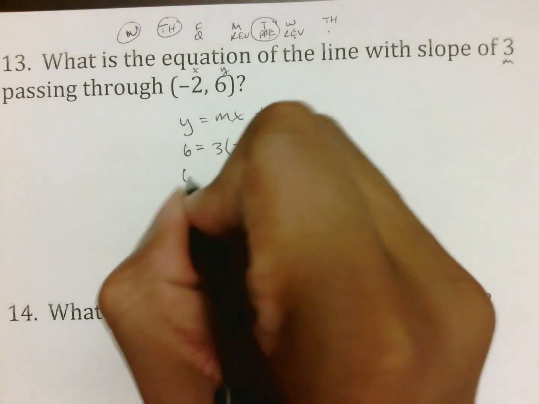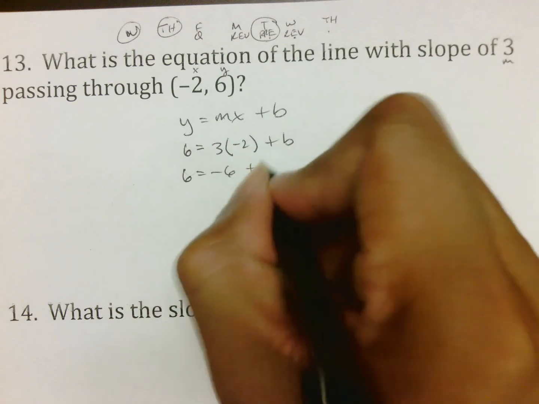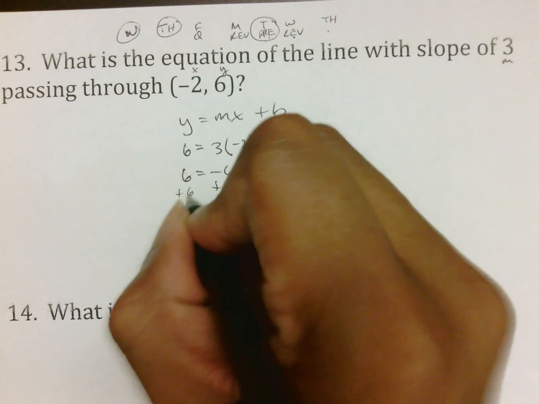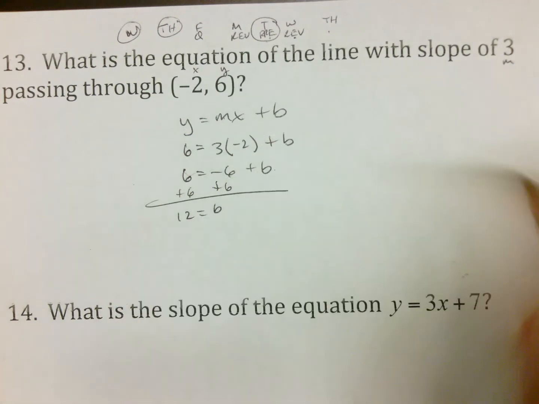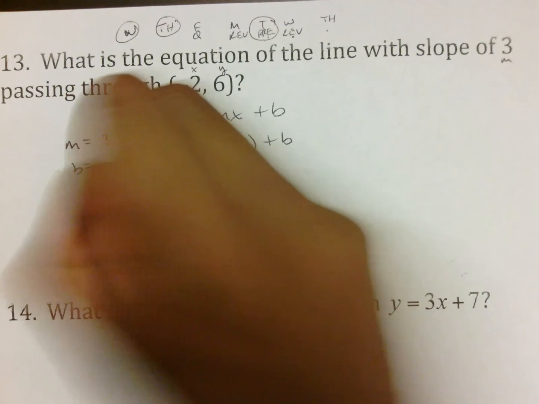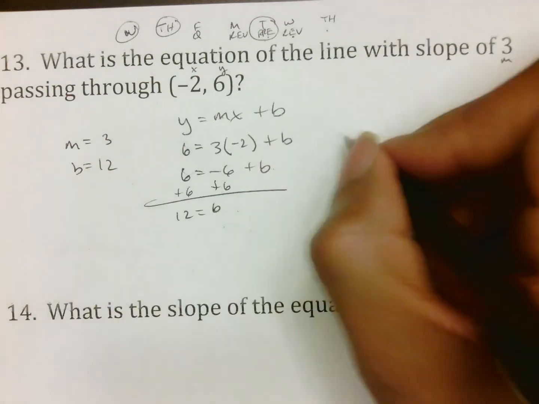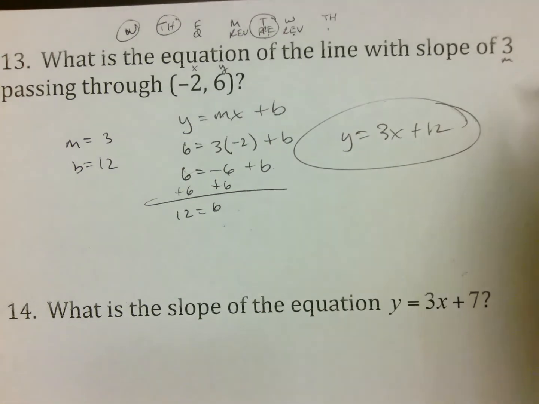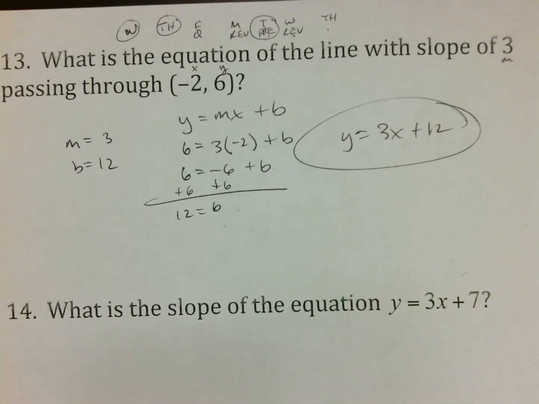And so what we did was we put 6 equals negative 6 plus b. In order to get b by itself, we had to add 6 to both sides, getting 12 equals b. And once we found b, and we had an m of 3 and a b of 12, we used that formula to say y equals 3x plus 12. Again, I hope you remember that. It's really not a hard question to do. It's just one of those questions that's kind of grown.